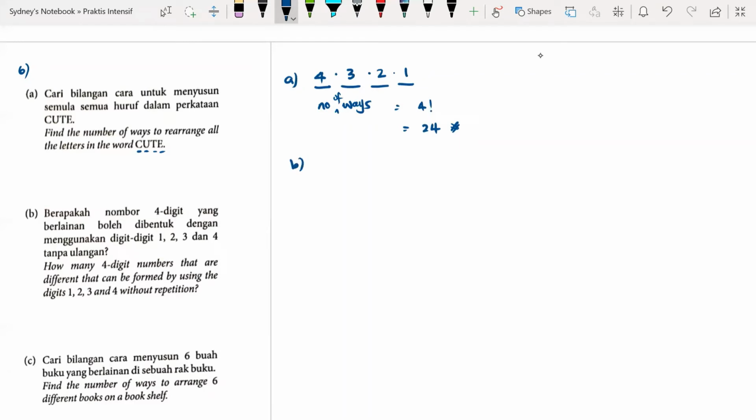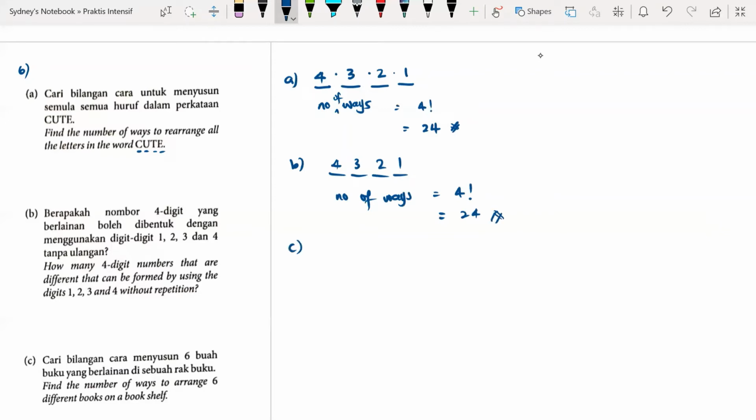Part B. How many 4-digit numbers that are different can be formed by using digits 1, 2, 3, 4 without repetition? Same thing, 4 digits. So let's draw 4 empty slots. The first empty slot, we have 4 choices of number, followed by 3 choices, followed by 2 choices, followed by 1 choice. Therefore, the number of ways to arrange the 4-digit number will be 4 times 3 times 2 times 1. That is 4 factorial, which is 24.